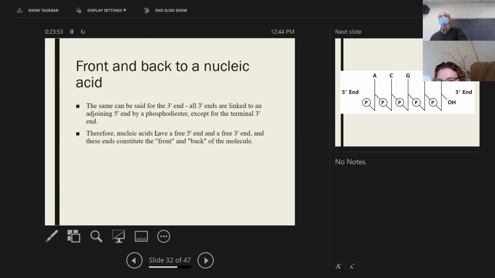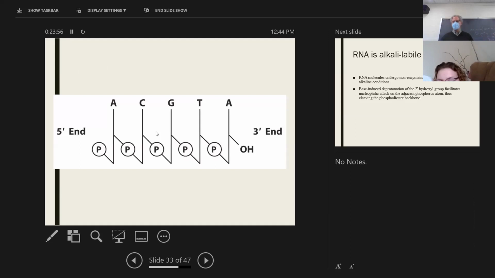Now you can write nucleic acids like this. This is a very convenient shorthand. We go phosphate, so that would be 5', 3', 5', 3', 5', 3'. 5' is up, 3' is down. 5 is higher than 3. With the phosphate in between, put the base up here. Notice the 3' end has a free hydroxyl group and the 5' end has a free phosphate.